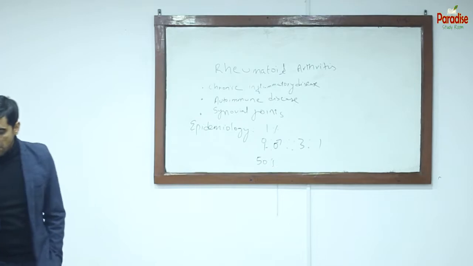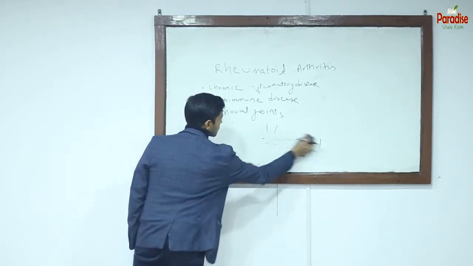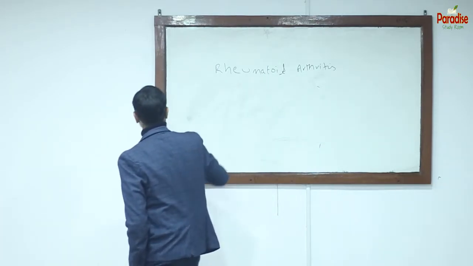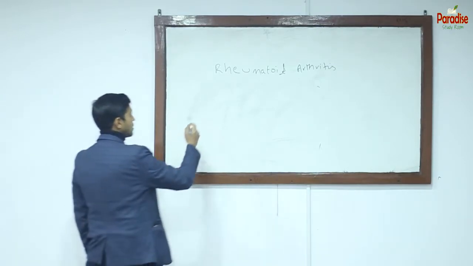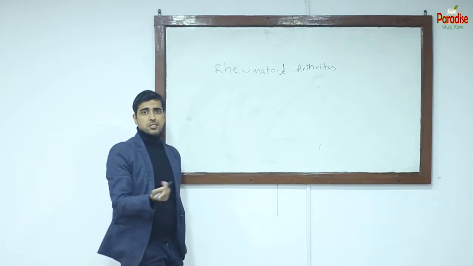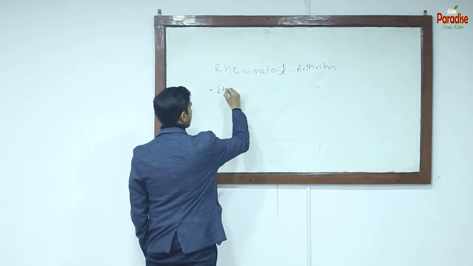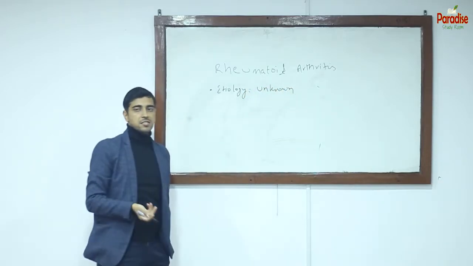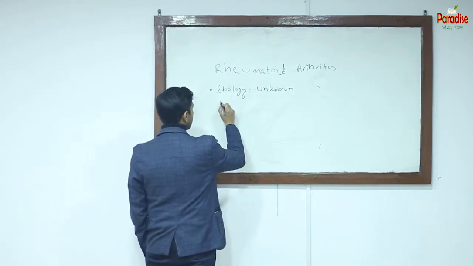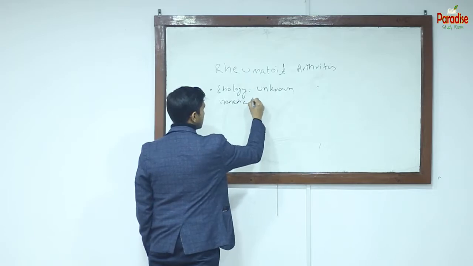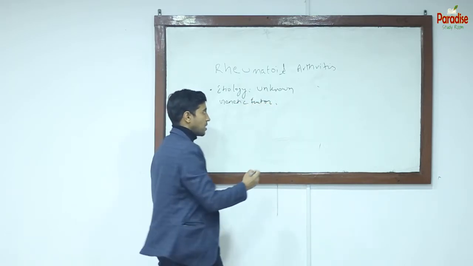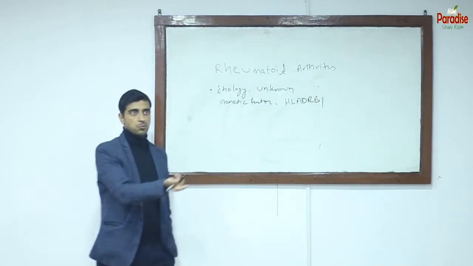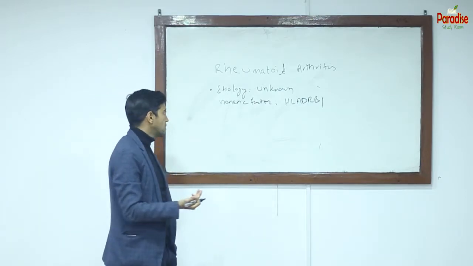Now we'll talk about the pathophysiology, how it causes the disease. Regarding the pathophysiology, the etiology is unknown till now. However, various factors have been implicated in the disease causation. For example, genetic factors, mainly the HLA-DRB1 gene. That is the most implicated gene in the pathogenesis of the disease.